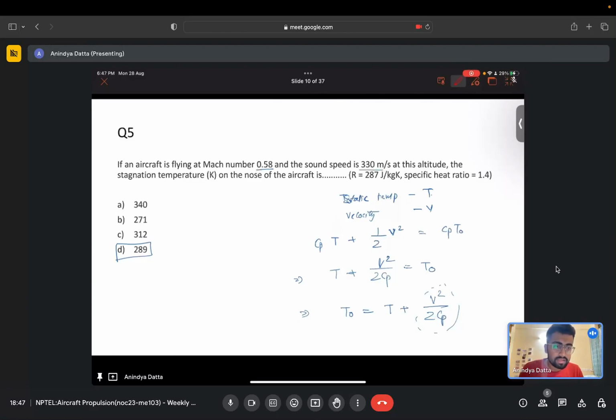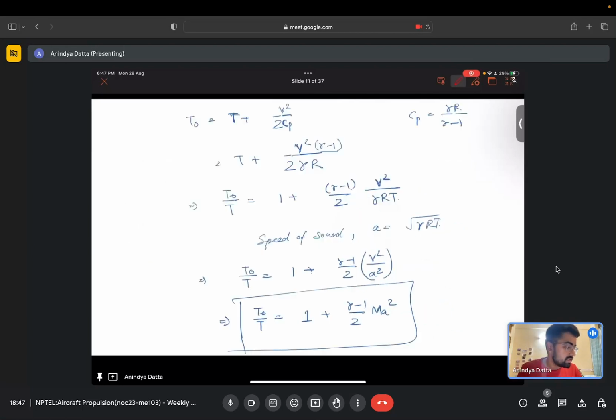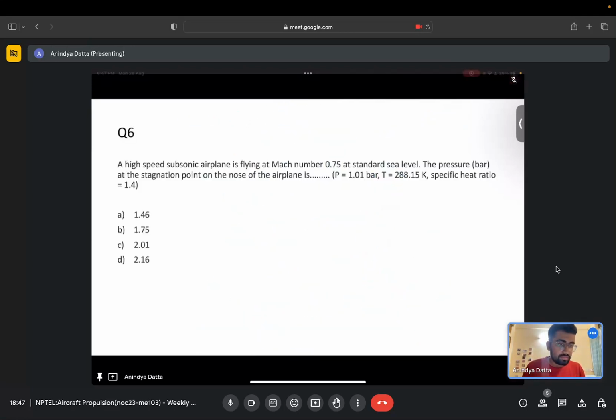This is what you are asking, or something else you meant? Yes, sir. Okay, yeah. So it depends on Mach number. You can define a stagnation temperature anytime, whether it's subsonic or supersonic flow. All right, so next, move on.